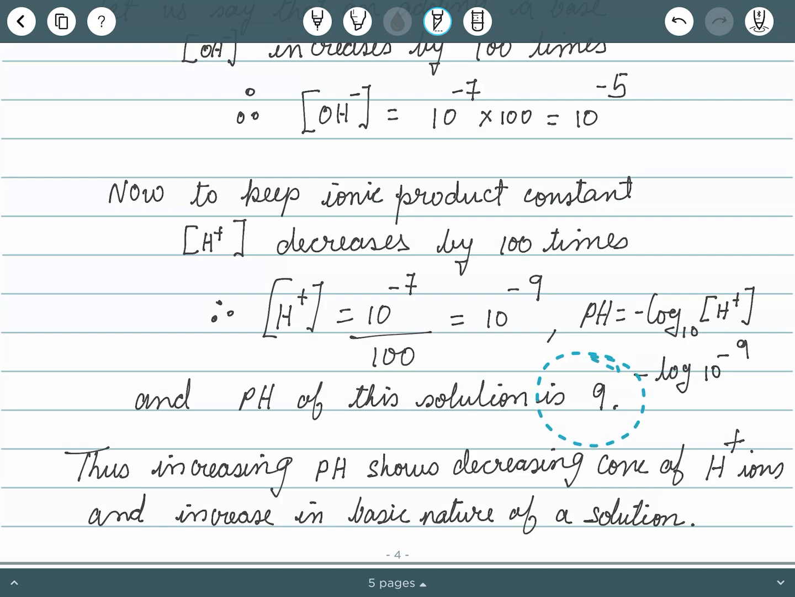Again, look at an interesting relation that as the concentration of H plus is decreasing, the pH is increasing. So, what is the increasing pH showing you? You have guessed it right. The increasing pH is showing you the decreasing concentration of H plus. But remember, if the concentration of H plus is decreasing, it obviously means that the concentration of OH minus is increasing, and with that, what increases is the basic nature of the solution.